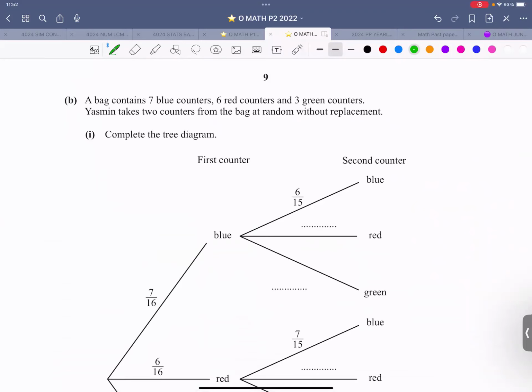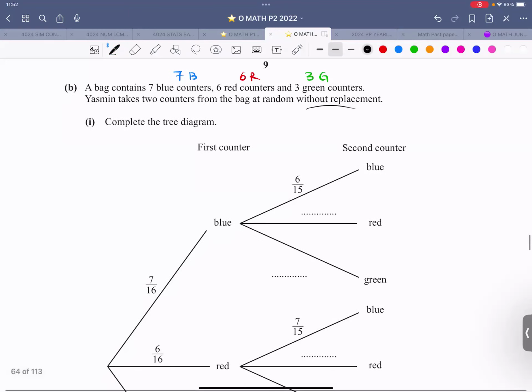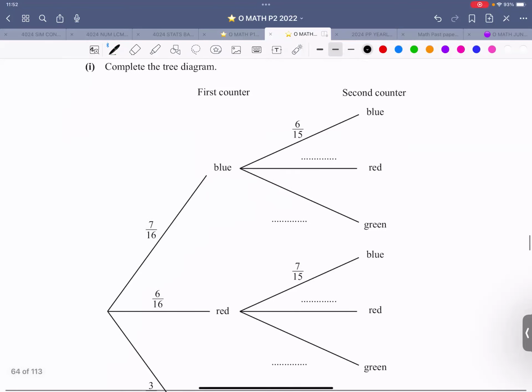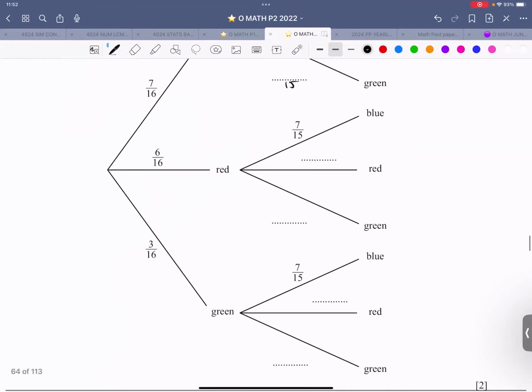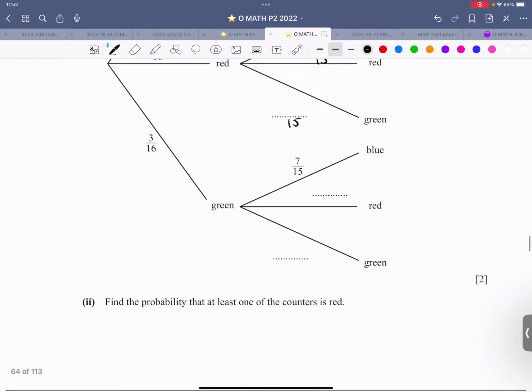A bag contains 7 blue counters, 6 red, and 3 green. So 7 blue, 6 red, and 3 green counters. Yasmin takes 2 counters from the bag at random without replacement. Complete the tree diagram. So 16, 15. So first of all, the denominator should be 15 in each of them. That is the first basic thing that's done.